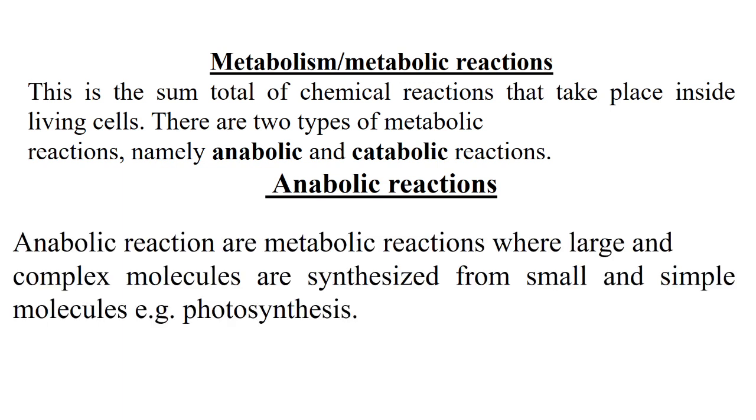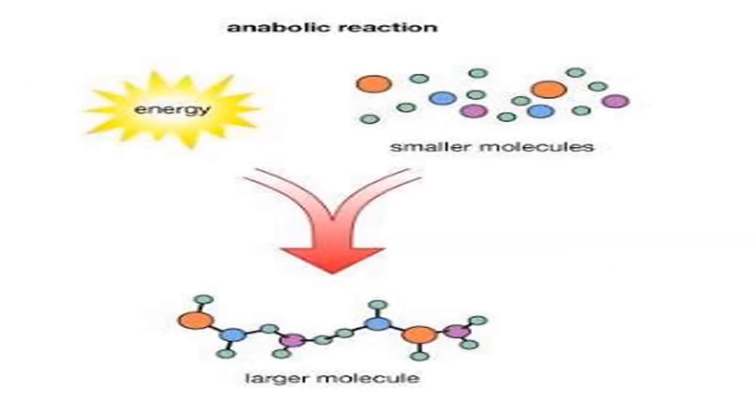Anabolic reactions are metabolic reactions where a large and complex molecule is synthesized, or built, from small and simple molecules. For instance, we have photosynthesis. So this is how anabolic reaction happens. These are small molecules which are going to build up to give us a large, complex molecule. So this is called the anabolic reaction.